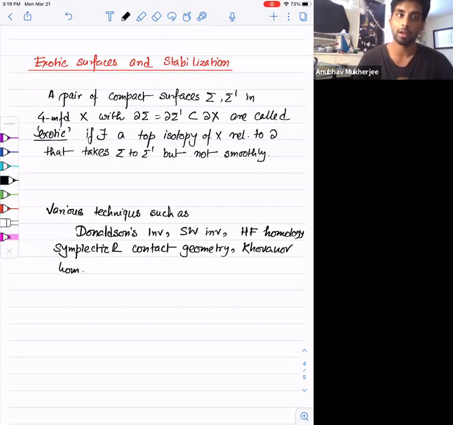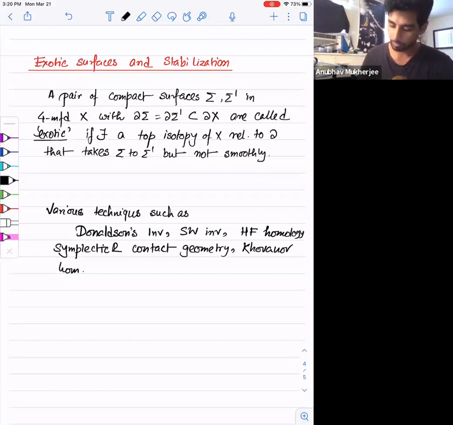So one drawback about all these theories is that in all the examples that they have been used, once we connect sum with S2 cross S2, somehow these theories are not known to detect those phenomena after stabilization. That means in most cases, those theories become trivial after connected sum with S2 cross S2, and for that reason, even though we have developed such a huge class of theory to understand exotic surfaces, it still could not answer the question of whether single stabilization is enough or not.